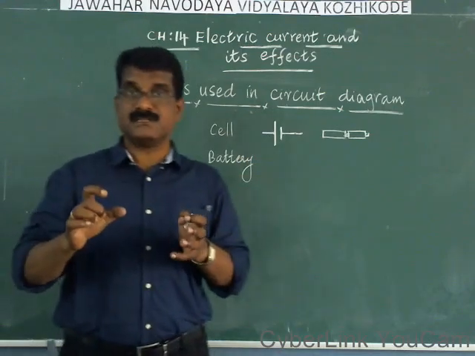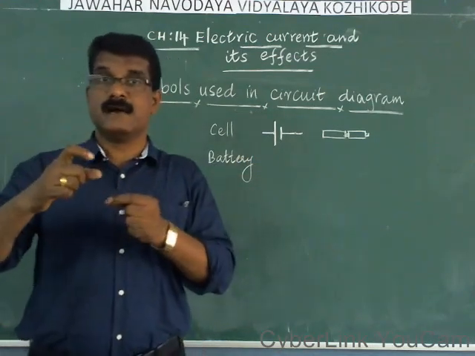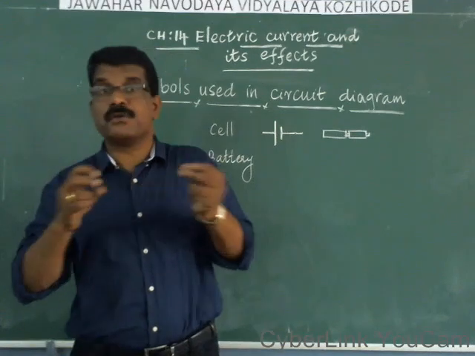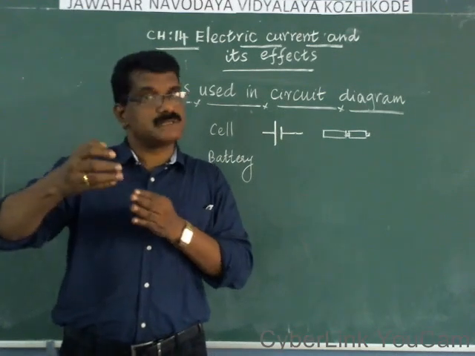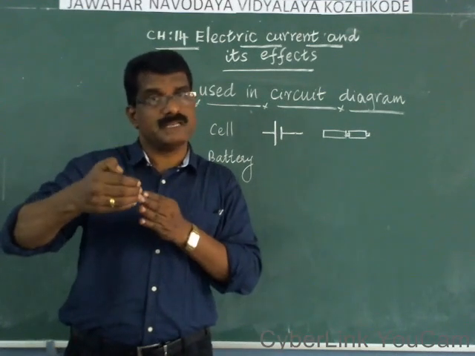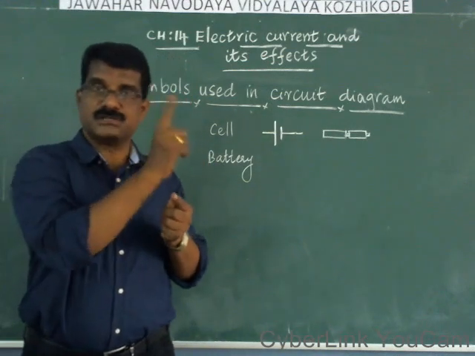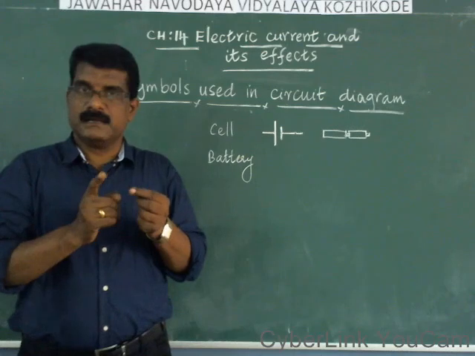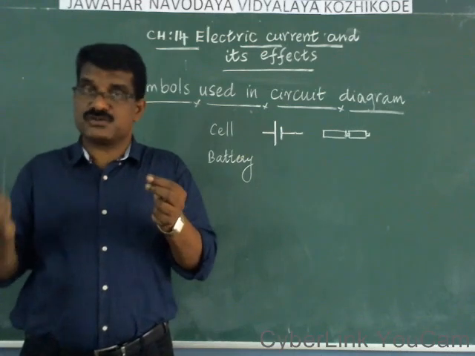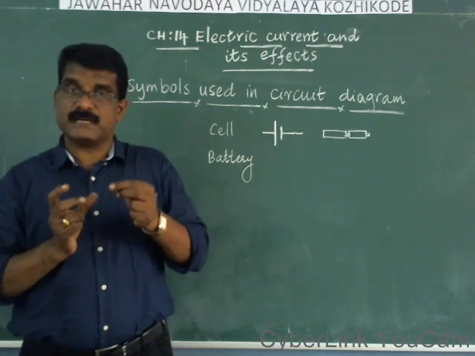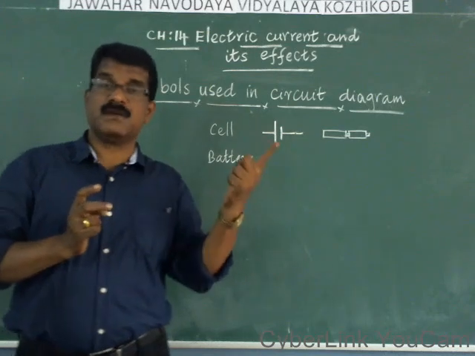Okay, battery means when two or more cells are arranged in a proper order. When two or more cells are arranged in a proper order means what? If a cell has a positive terminal and a negative terminal, the next positive terminal should be touching the negative terminal of the first battery.